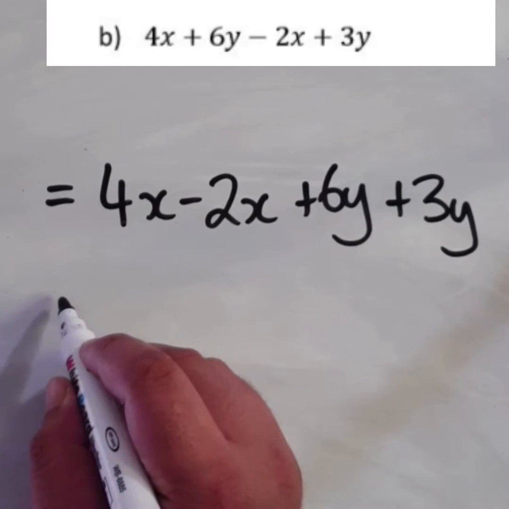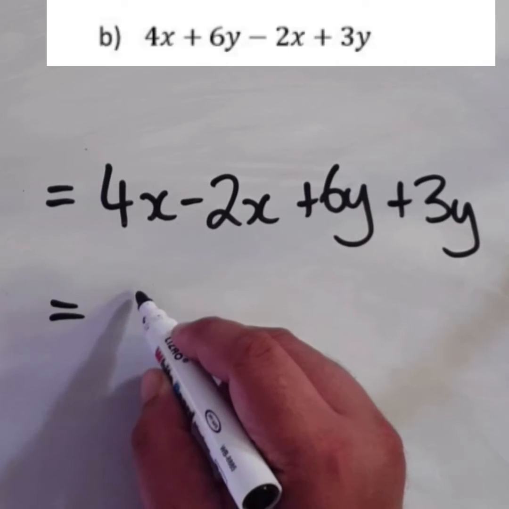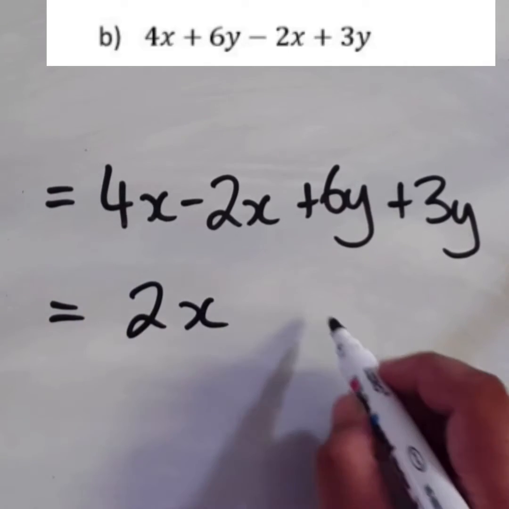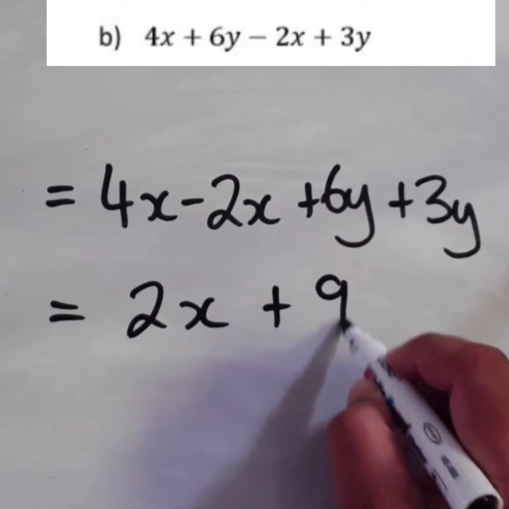To simplify this expression, I collect the like terms. So 4x minus 2x is 2x. 6y plus 3y is going to be 9y.